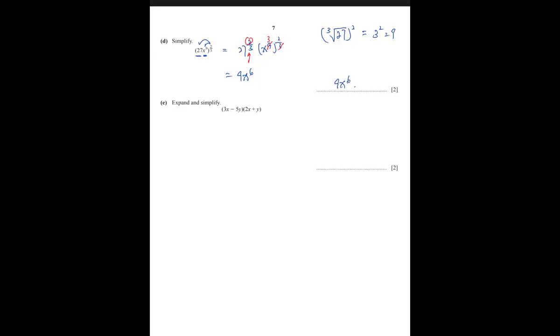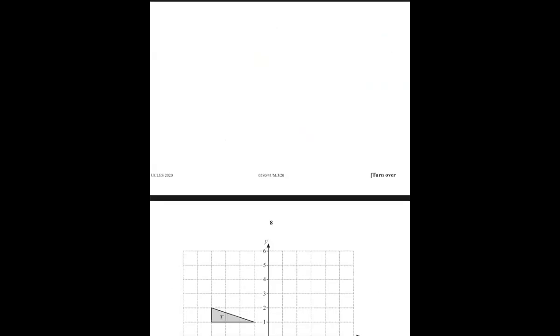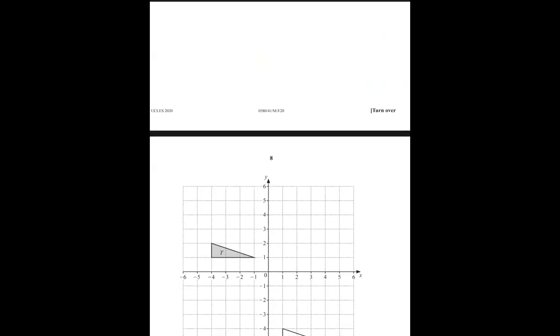Okay, expand and simplify, 3 marks again. 6x squared plus 3xy minus 10xy minus 5y squared. Simplify. Okay, 3 marks. Just be careful of your signs here. Okay, we're halfway there already.